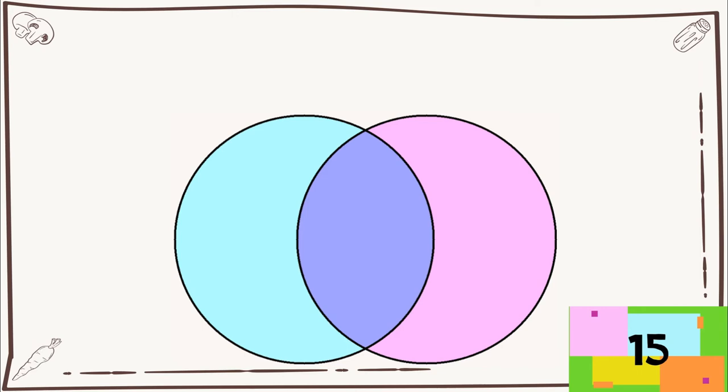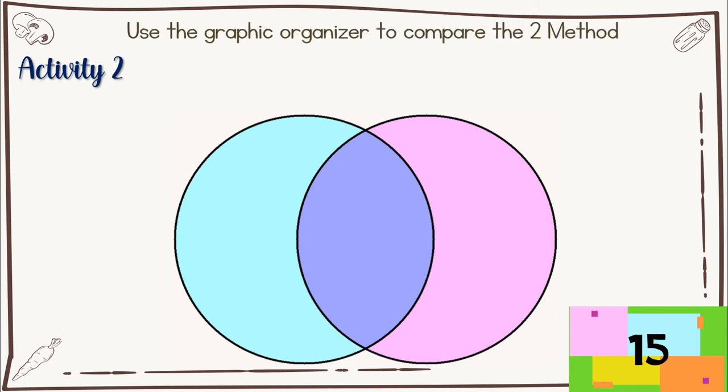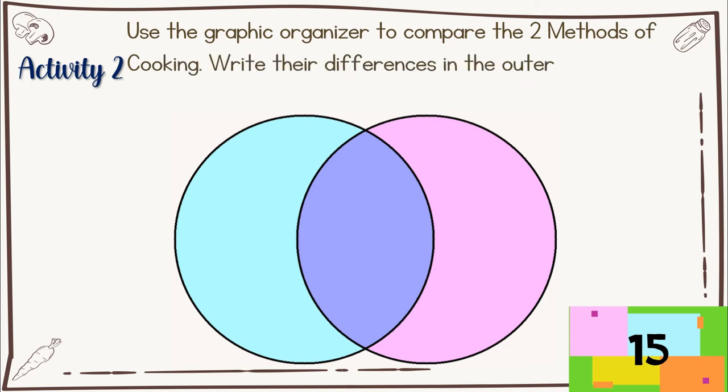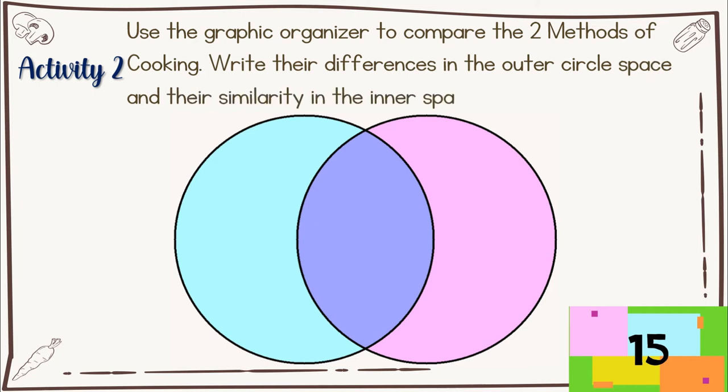Grab your paper and pen for our activity. We have the Venn diagram. Use the graphic organizer to compare the two methods of cooking. Write their differences in the outer circle space and their similarity in the inner space. You have 15 seconds to answer.